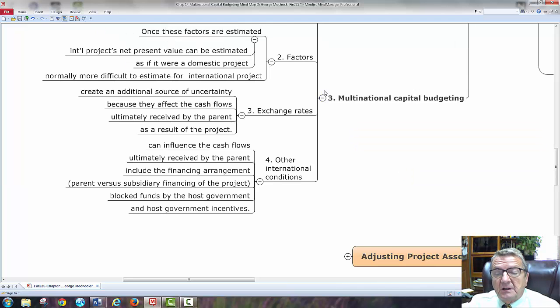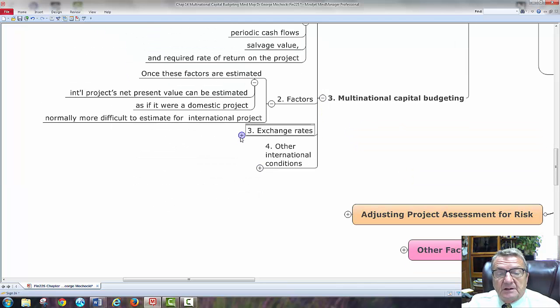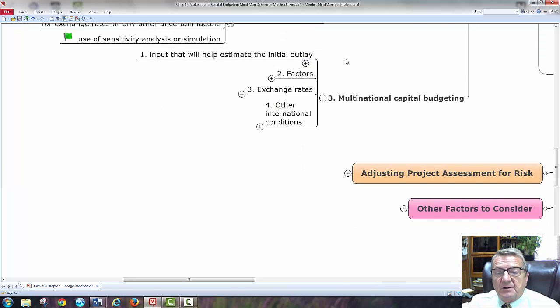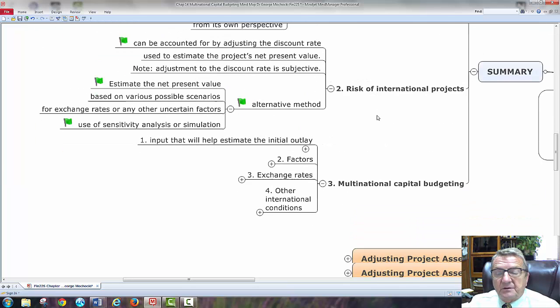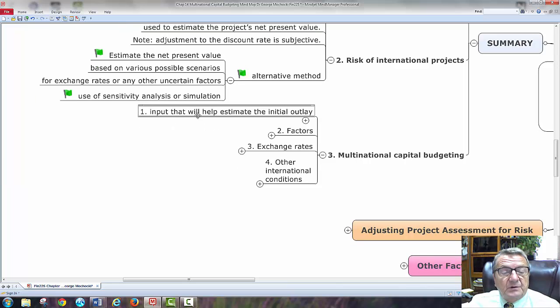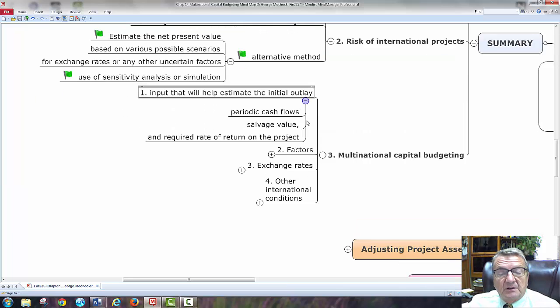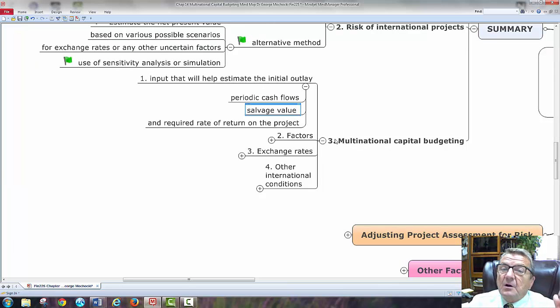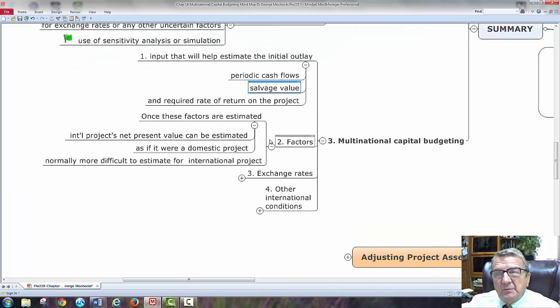Okay, multinational corporate budgeting. We have a lot here. Let me go in here. Okay, not that much. Remember, so this is my summary. Input that will help estimate the initial outlay, periodic cash flows, and salvage value, those I need. Just certain information where I have to make some assumptions, and a required rate of return on a project. What is the rate of return that the company is looking for, or the stockholders? And that's something most companies, if you're dealing with any kind of capital project, that's the first thing I ask. What's your rate of return?